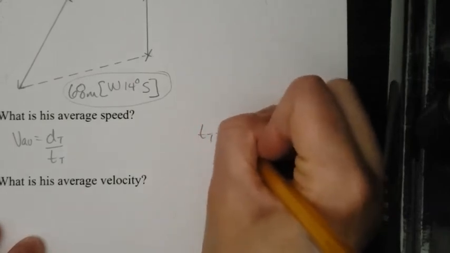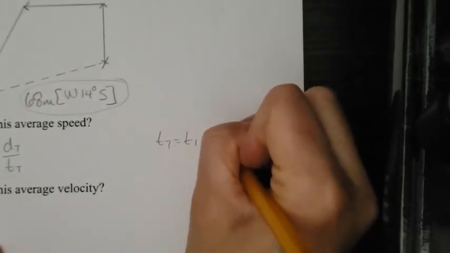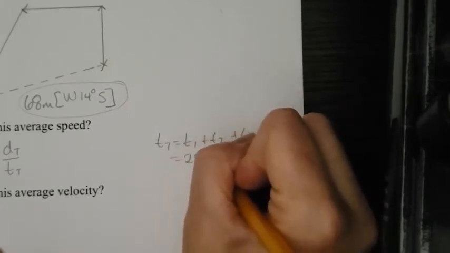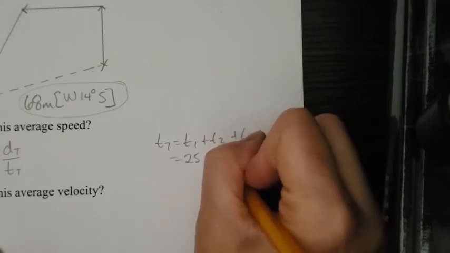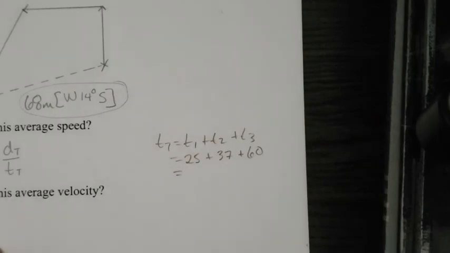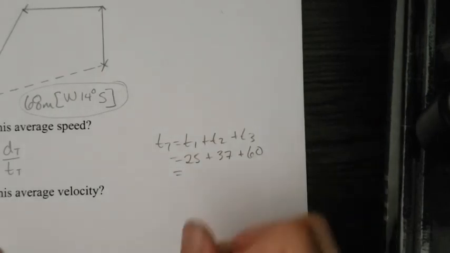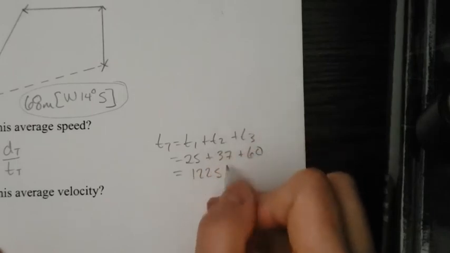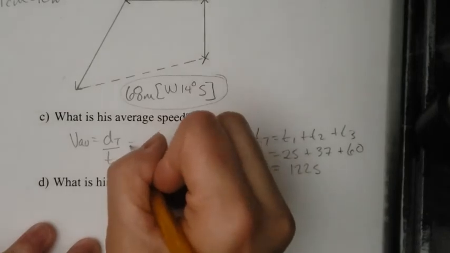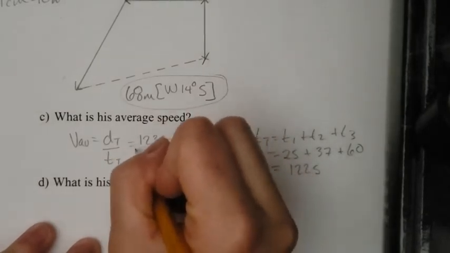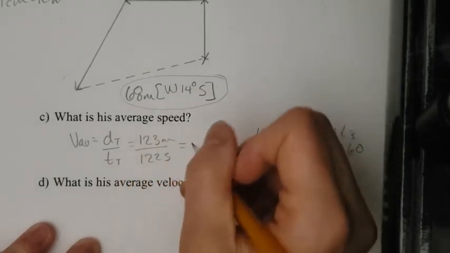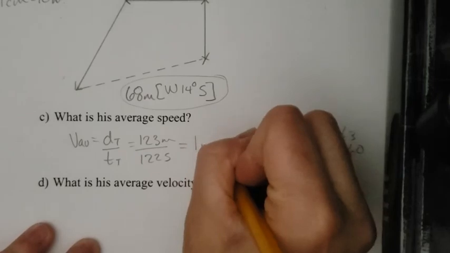So my time total is equal to my time 1 plus my time 2 plus my time 3. My first time was 25 seconds. My second one was 37 seconds. My last one was 60 seconds. When I add those three numbers together, I end up with 122 seconds. So now we can actually solve the question. So my total distance was 123 meters divided by my total time, which was 122 seconds. And that gives me basically 1 meter per second.